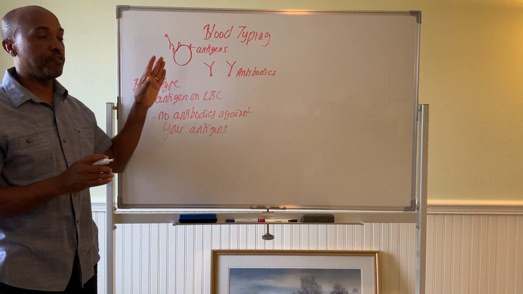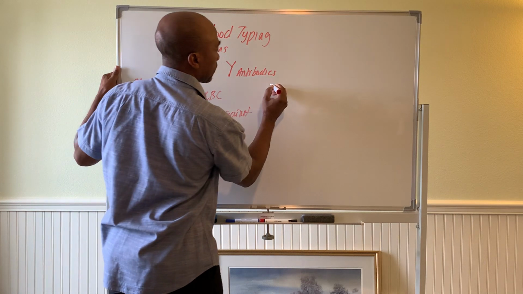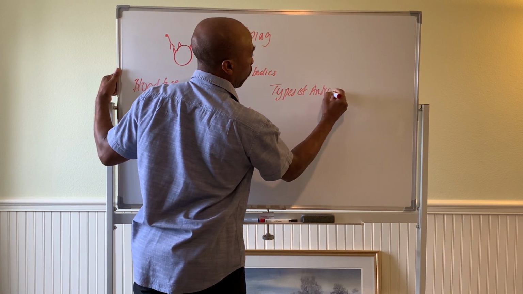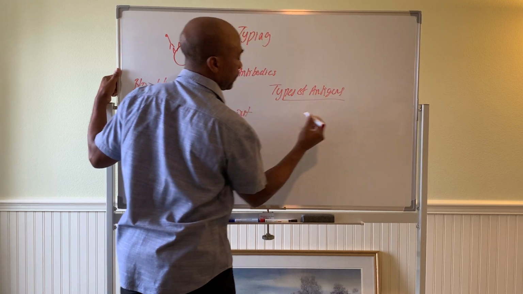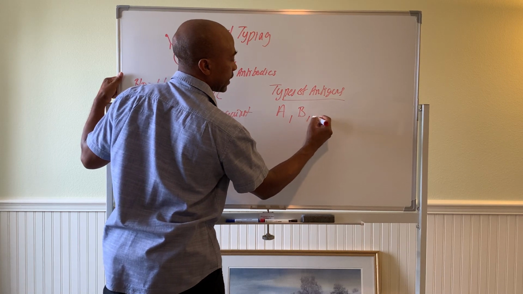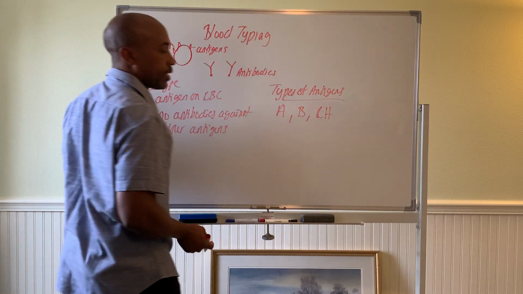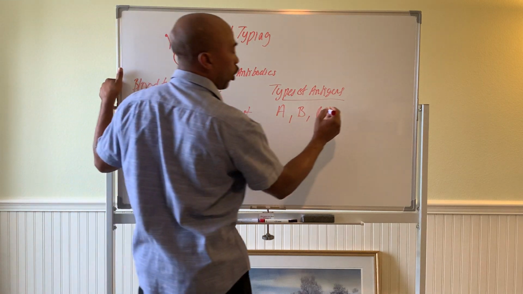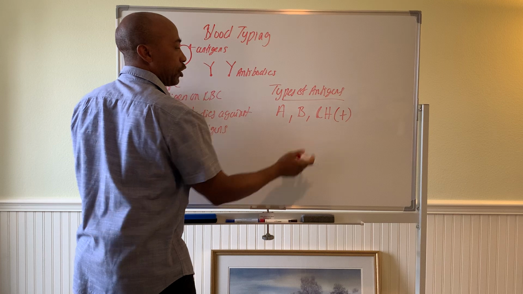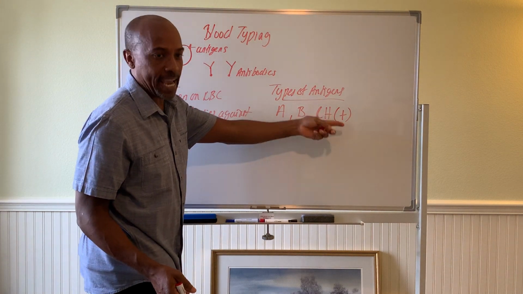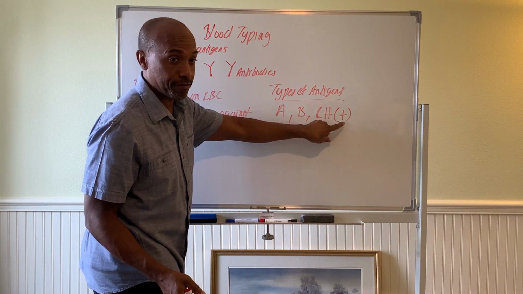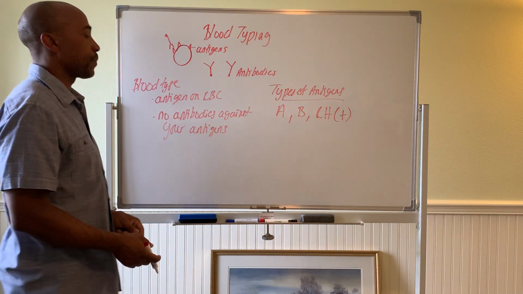You have types of antigens that we are using. You have the A antigen, the B antigen, and the RH antigen. And the RH antigen is usually what we use for plus or minus. If it's there, you're A positive. If it's not there, you're A negative. So RH is what we use to indicate positive or negative for the antigen.